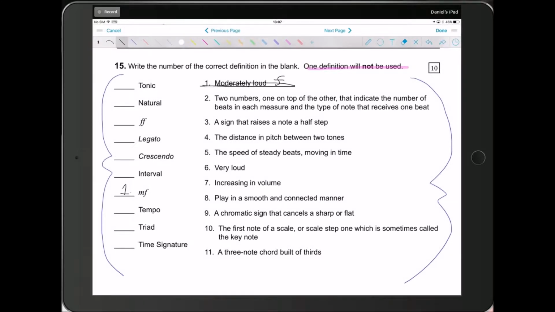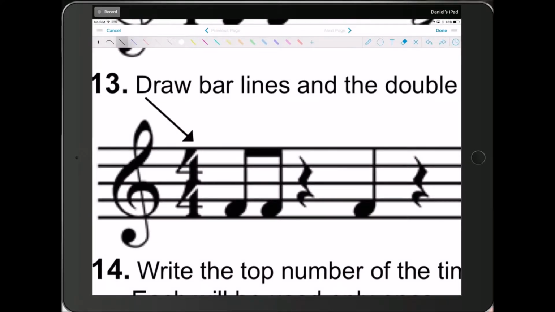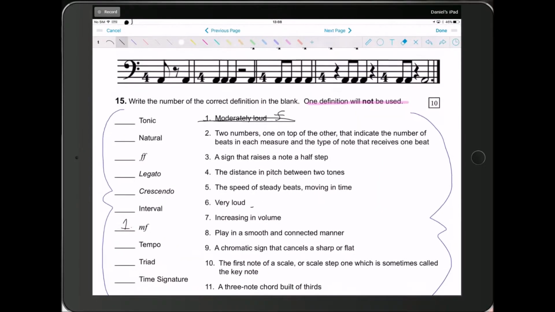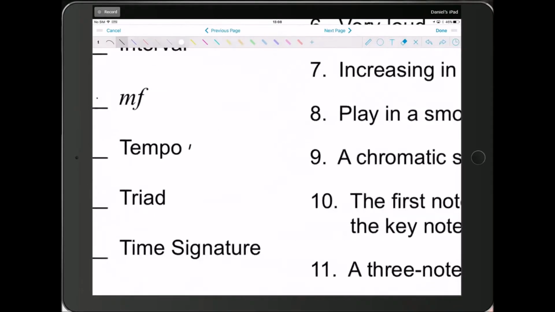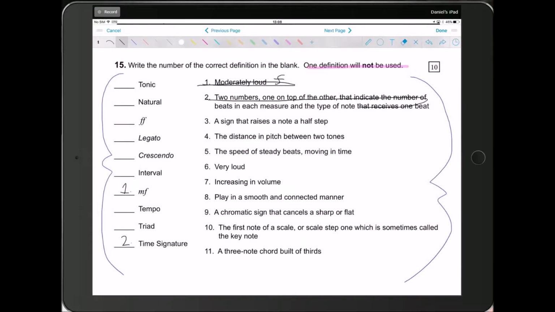Alright, number 2. Two numbers, one on top of the other, that indicate the number of beats in each measure and the type of note that receives one beat. I've been telling you this in, I think, the past 2 videos. Let's just go up here to question number 13. Look at that. I have 2 numbers right here, one on top of another. The top one tells me how many beats are in each measure. The bottom one tells me that the quarter note gets a beat, or what kind of note gets the beat. So that should be a time signature. It's right there. So number 2. As simple as that.